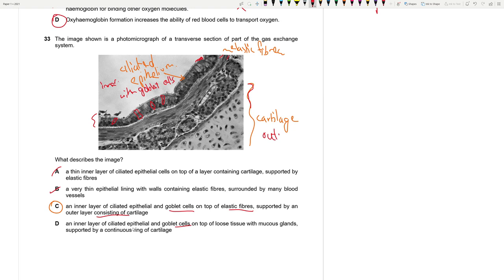What's wrong with D? Inner layer of ciliated epithelium and goblet cells on top of loose tissue and mucous glands. Continuous ring of cartilage. No, there are multiple things wrong. There is loose tissue, but there are also elastic fibers, okay? But there's no continuous ring of cartilage. It's C-shaped or incomplete, okay? 33 C is the best answer.